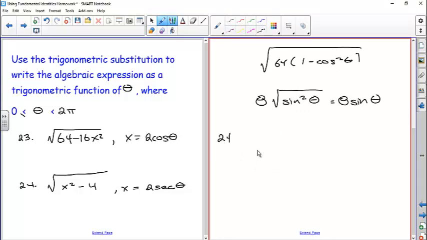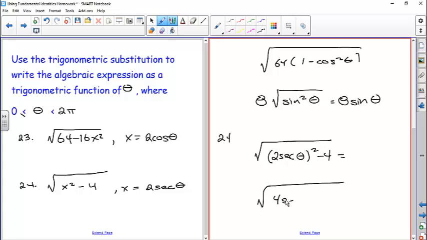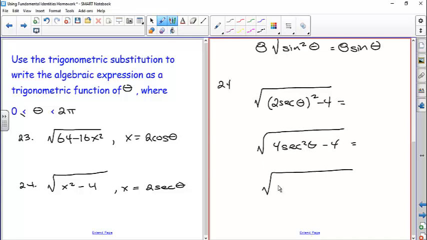24. So again, we're going to substitute for x squared. We're going to put 2 secant of theta squared minus 4. So if you square that, you get 2 squared, which is 4, secant squared of theta plus 4 minus 4. We can factor out the 4: 4 times secant squared theta minus 1. The square root of 4 is 2, so you get 2 times the square root of secant squared of theta minus 1.